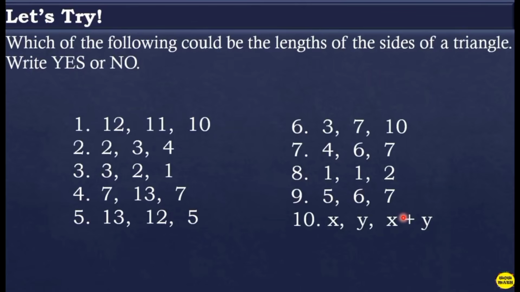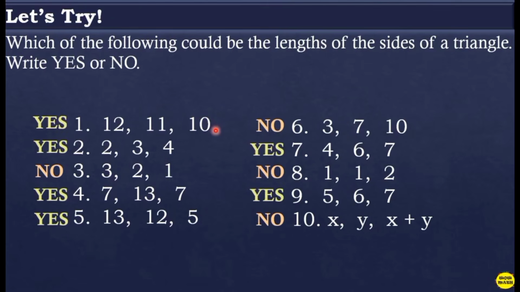So, let's try. Which of the following could be the lengths of the sides of a triangle? Write yes or no. What we will do is add every pair of two sides and then compare it to the third side. The sum of the two sides of a triangle should be greater than the third side. So, let us answer. These are our answers.